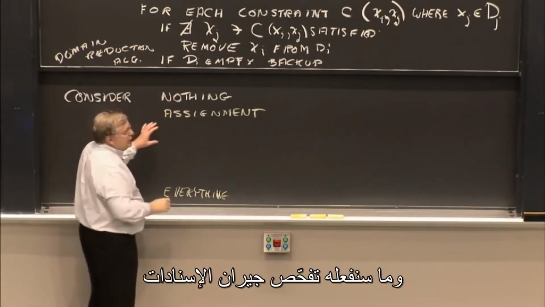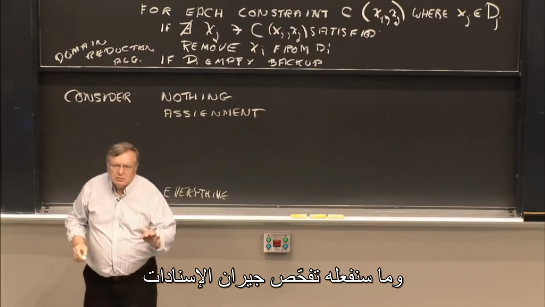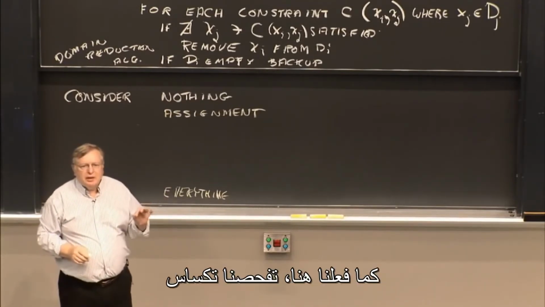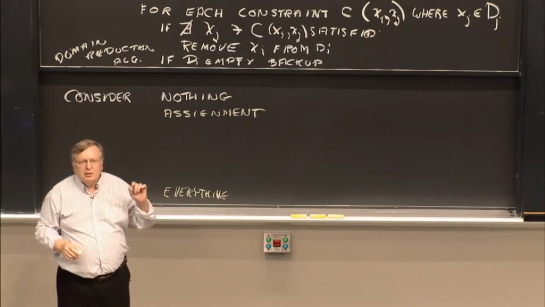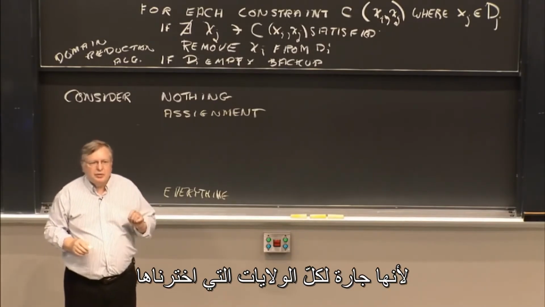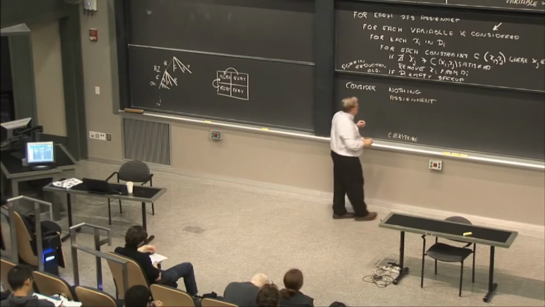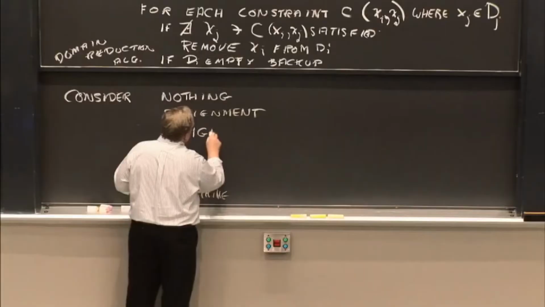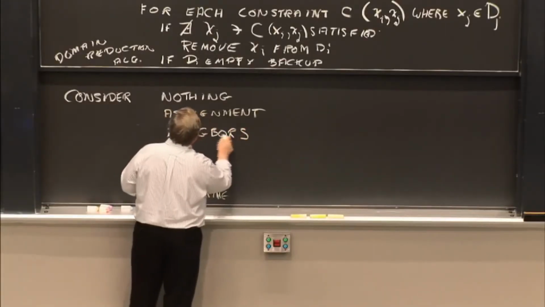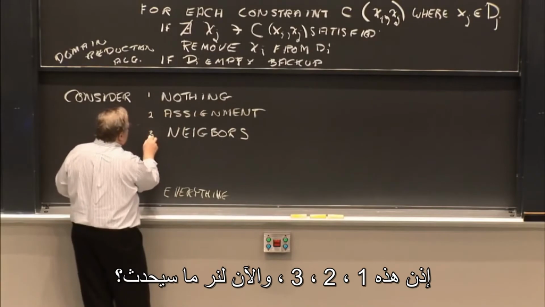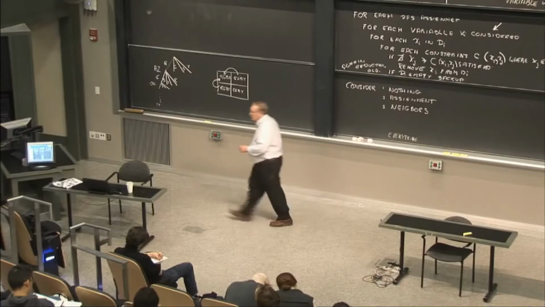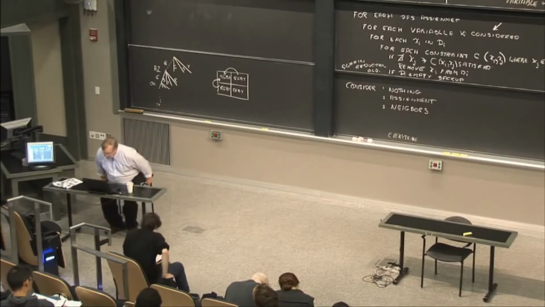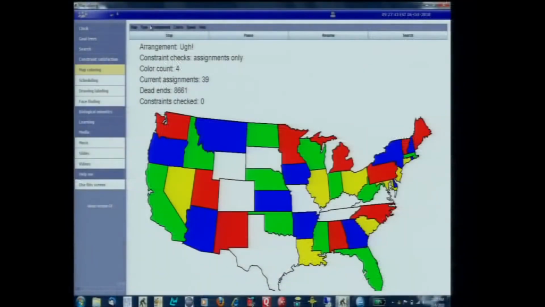And what we're going to do is we're going to check the neighbors of the assignments. Just like we did here. We checked Texas each time we made one of those 4 choices because it's a neighbor of all of the choices of the states that we made. So one thing to do is check neighbors. So this is 1, 2, 3. Now let's see what happens. Check neighbors only. Go.